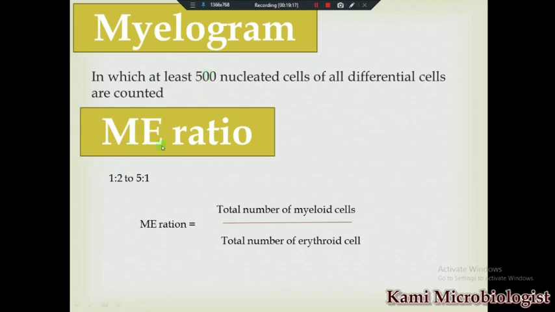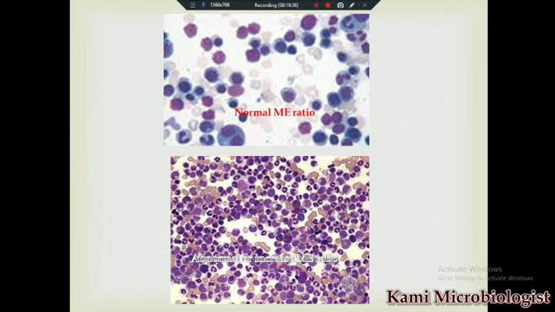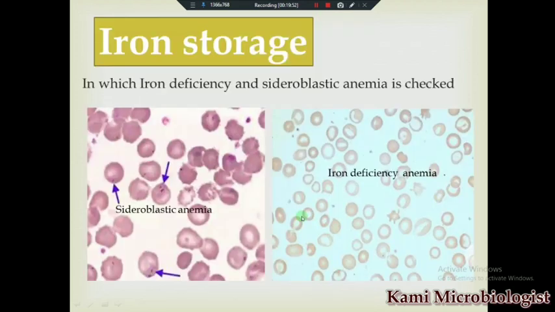And the ME ratio is also important. If you count the total number of myeloid cells and the total number of erythroid cells, then divide them, you will get the myeloid erythroid ratio. The normal ratio is 2 to 1 up to 5 to 1. This is the normal ratio. Now this is the normal ME ratio. If you see under the microscope, the myeloid ratio will look like this, and this is abnormal, or we can say an increased ME ratio. Okay, it is also, we can say, a type of cancer.